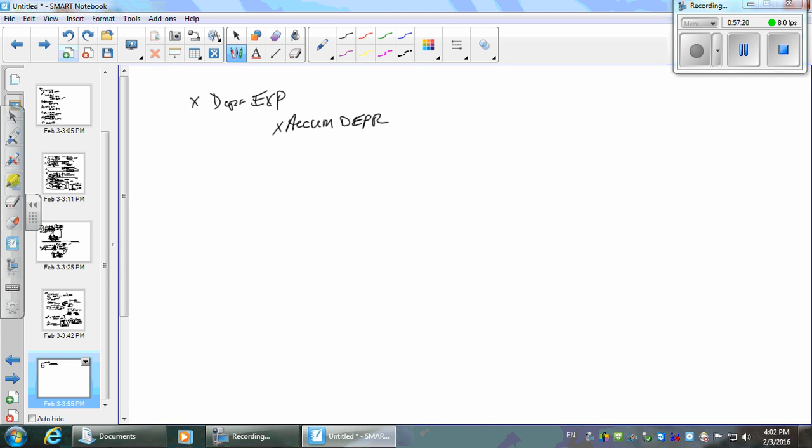Land, asset. Yes. Rent receivable, asset. Yes. Receivables are assets. Income tax payable, liability. Yes. Building, asset. Yes. Wage expense, liability.